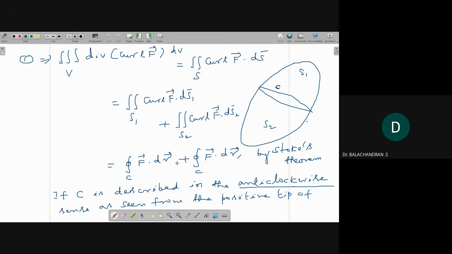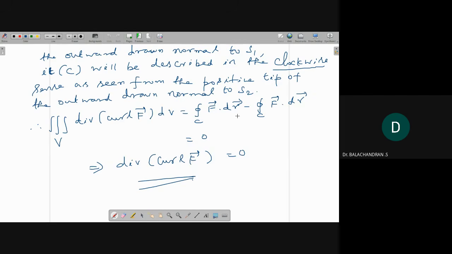From this step to the next step I will use the concept of the direction of C. I'll write directly that both of them are the same value but in opposite direction. Suppose one is x, another one is minus x, because C is described such that from one surface it is the anti-clockwise direction, and if you see from the other surface it is a clockwise direction. Here I don't use Green's theorem.